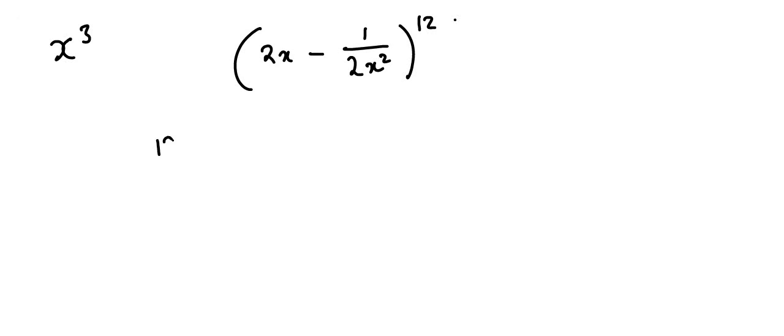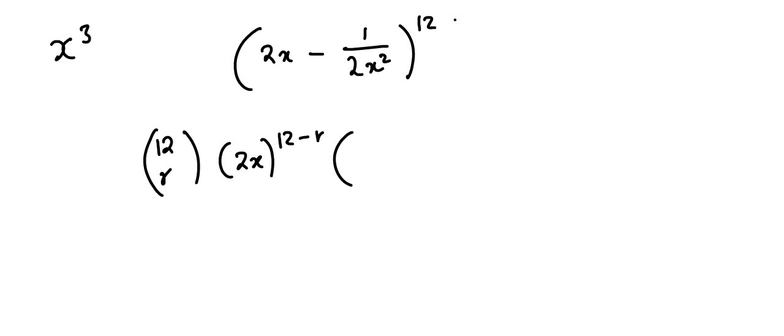Anything that has this, so we have a 2x, then we have minus 1 over 2x squared. So this is 2. This is 12. So we'll have 12 choose r. This is 2x, then we have 12 minus r. Negative 1 over 2x squared. This is that. Equate this to x to the power 3.